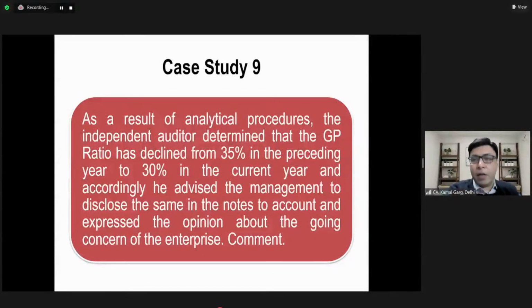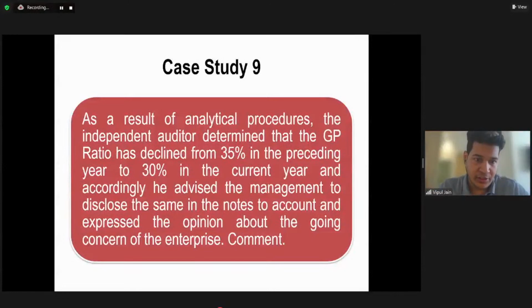In your costing, you carry out standard costing. It is also analytical procedure. Marginal costing, analytical procedure. So in my question, analytical procedure is only one. GP ratio is downgraded. So current ratio, GP ratio, NP ratio, liquidity ratios, all these are called analytical procedures.